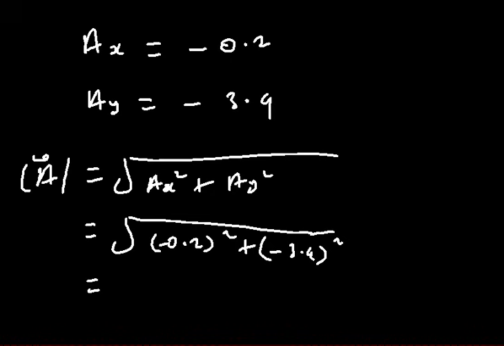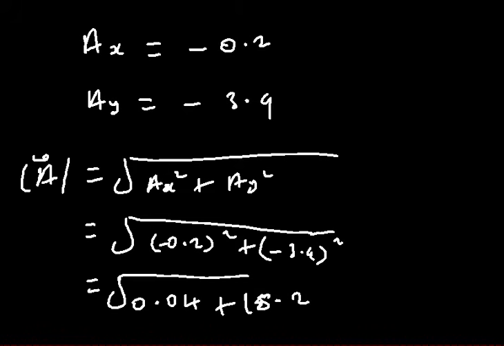So in this case, it is given as the square root of 0.04 plus negative 3.9. So what can you say about its square? We have it as a positive 15.21, and we should have the sum of that one, which is given as the square root of 15.25. That is the magnitude.